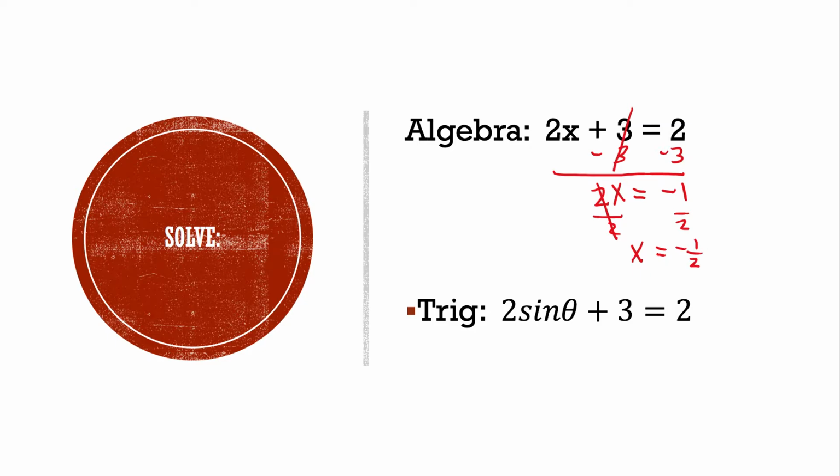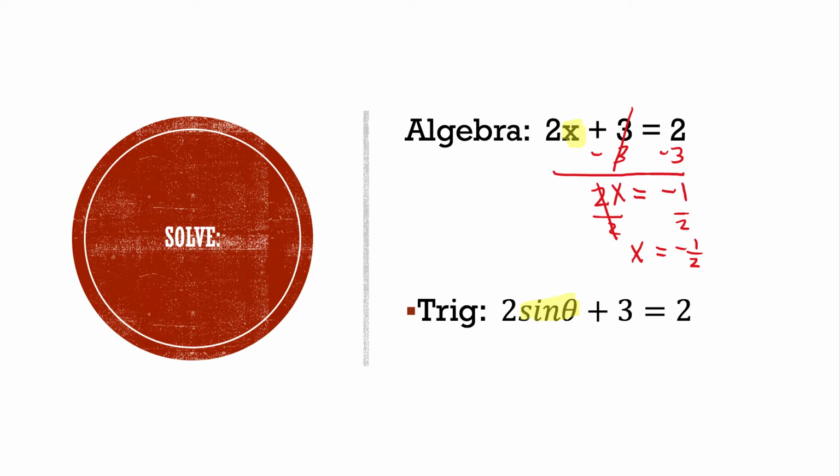Now, if you notice in the trig equation underneath, it is almost identical, except that instead of having an x, we have a sine theta. Okay? And all that means is we're using a different variable. So instead of an x for our function, we have a sine theta for our variable. The process of what I want to do is exactly the same.